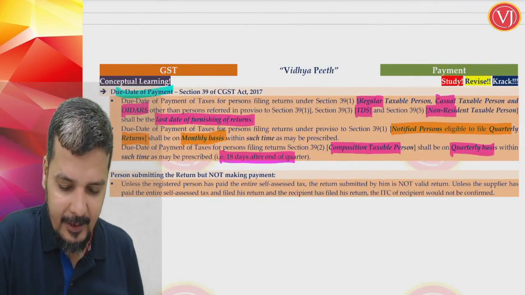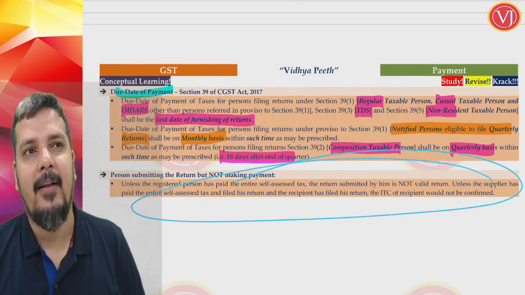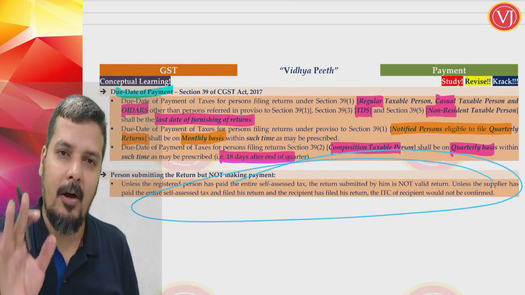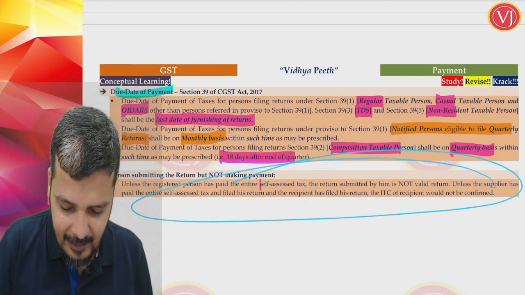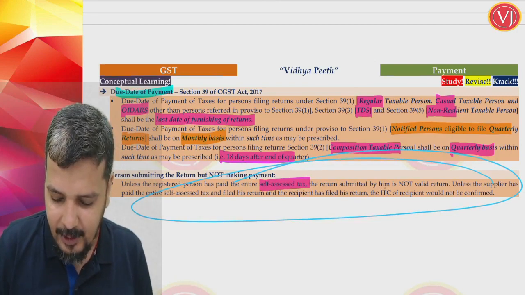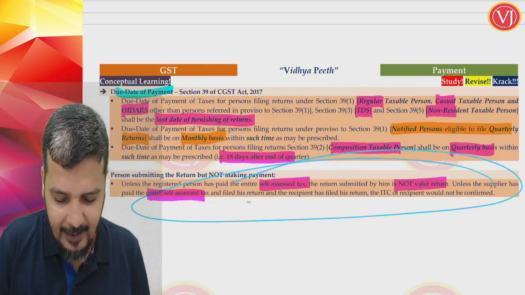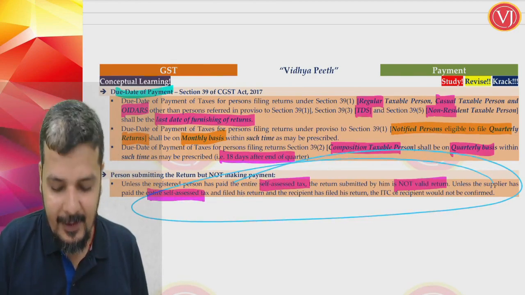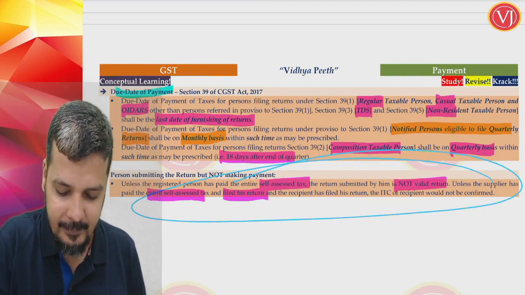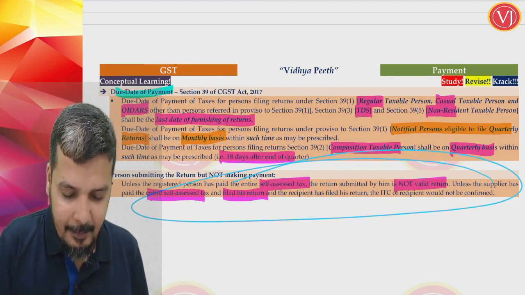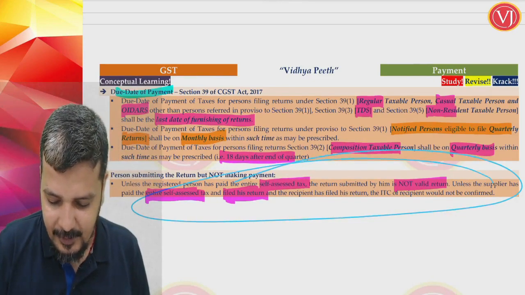Now, the next point which is given, we have already discussed this: all the returns that you file on your GST portal are valid returns, because unless the person has paid self-assessed tax in full, he is not in a position to file his valid return. So unless he has paid the entire self-assessed tax, he cannot file his return. All the returns that you see filed on the portal are valid returns. And unless the supplier has paid the entire output tax and filed his return, the recipient is not eligible for ITC.